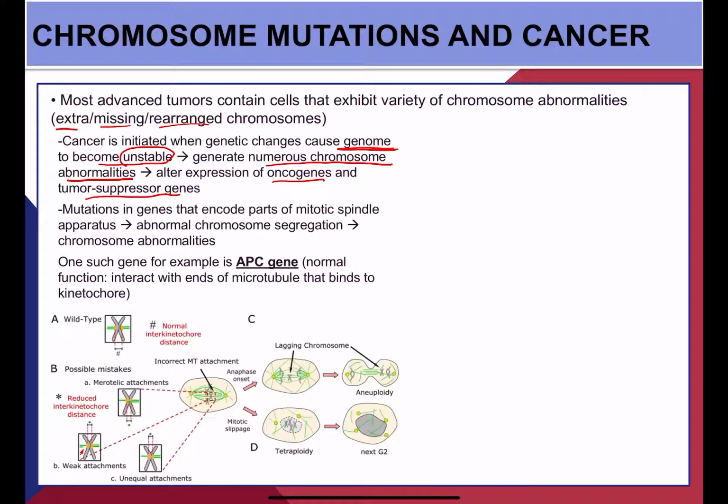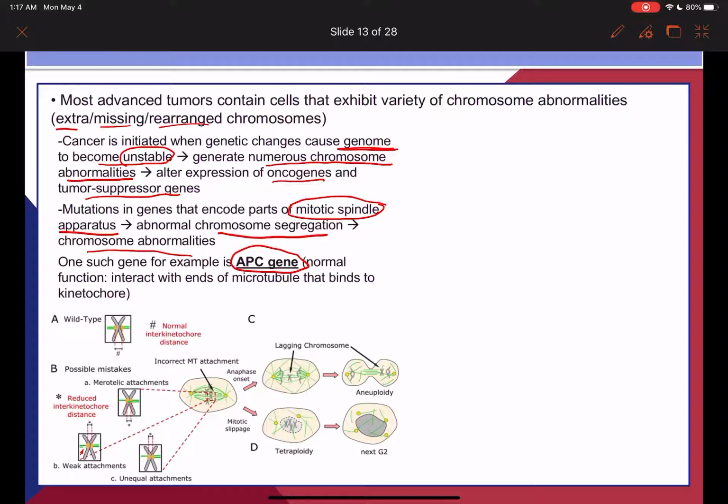So mutations in genes that encode parts of a mitotic spindle apparatus, for example, are a type of genomic instability. It can cause abnormal chromosome segregation and chromosome abnormality. One such gene that became a very common cancer gene is the APC gene, a tumor suppressor gene. Its normal function is for the microtubule. Remember, in the cell cycle you have microtubules or the mitotic spindle correctly forming, and they will attach to the chromosome at the kinetochore. This attachment becomes very critical for cells to move apart as they should.